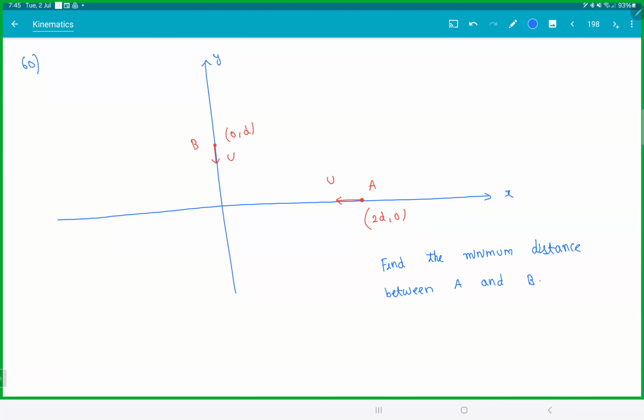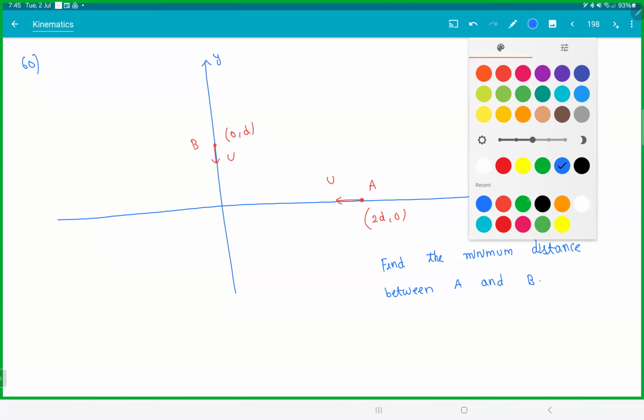Let's get this. So we have two particles A and B. One is going along X and one is going along Y. Both have the same speed, but their coordinates are different. A is traveling from (2D, 0) and B is traveling from (0, D). So they will cross each other, but they're not going to meet at the origin. Find the minimum distance between them.